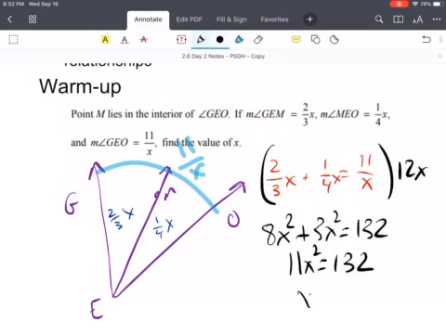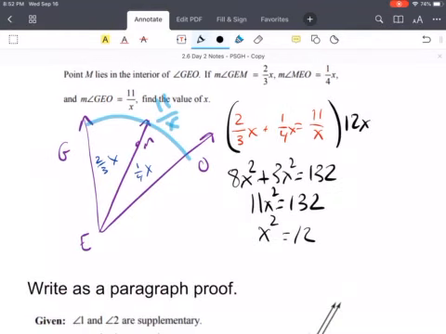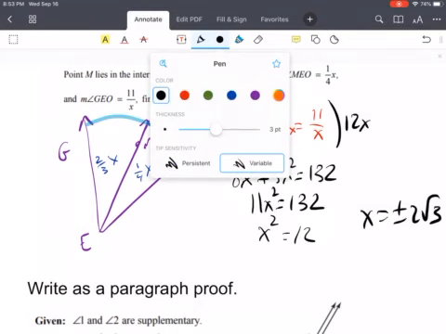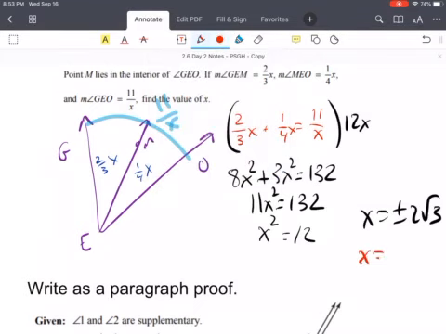And so when I solve for this, I get x squared equals 12. And when I simplify that radical, I'm going to get x equals plus or minus 2 square root 3. But I cannot have a negative in this case because I cannot have a negative angle. So my final answer would just be x equals 2 root 3.